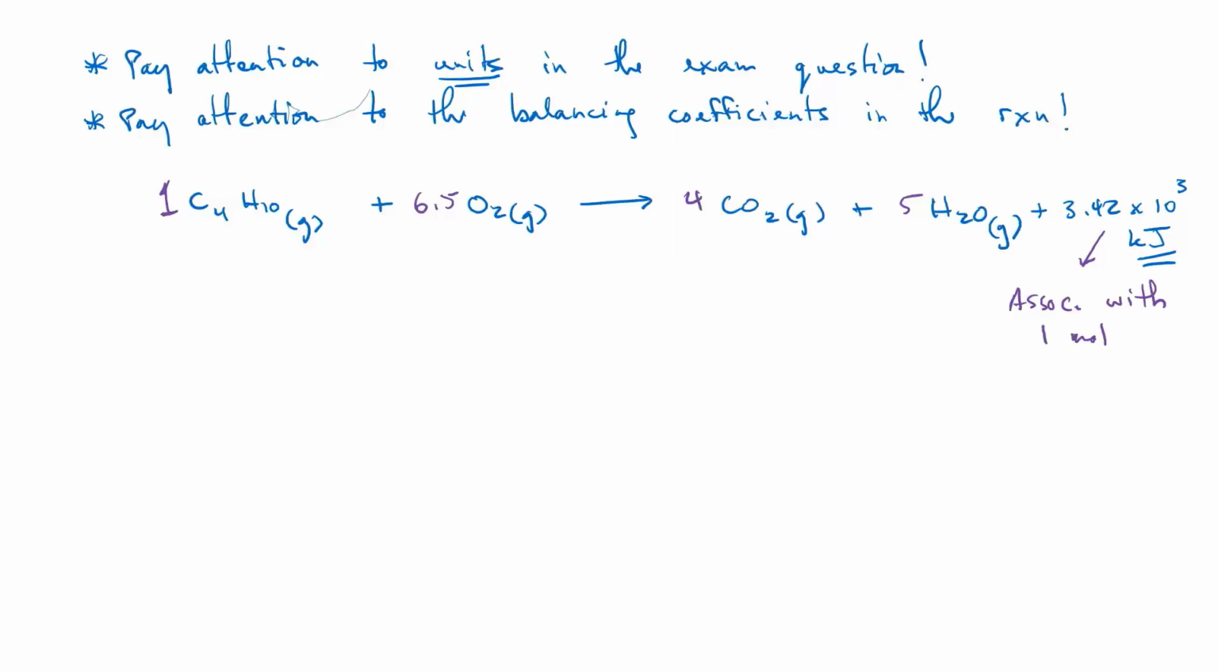Let's say I was to change the balancing coefficients as such, let's say we double all the balancing coefficients: make this a 2, make this a 13, make this an 8, and make this a 10.